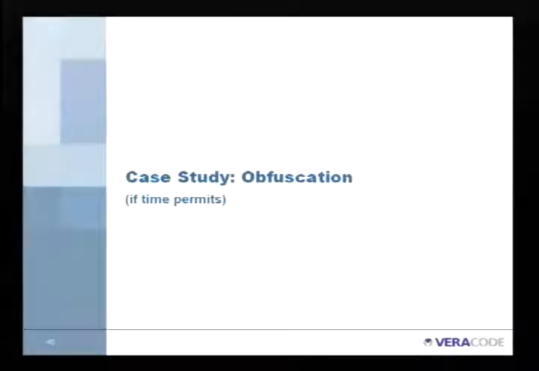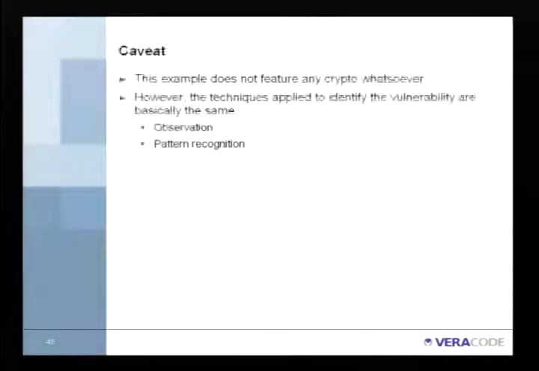So, third case study. And this one, I'll say up front that there is no crypto in this one whatsoever. We've done the block, we've done the stream, but you know how we talked about making up your own stuff, your own algorithms and your own crypto, security through obscurity, basically. That's what this example is, but it's a fun one. And the important thing is that the techniques, the observation, pattern recognition, and analysis techniques, are the same as in the previous two cases.